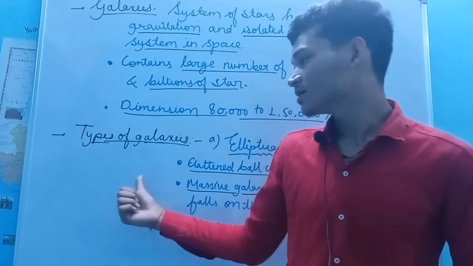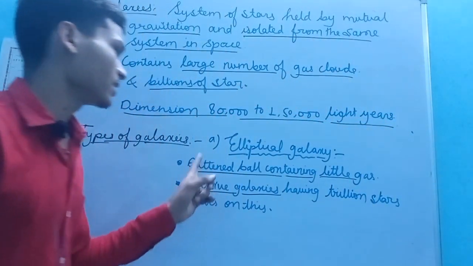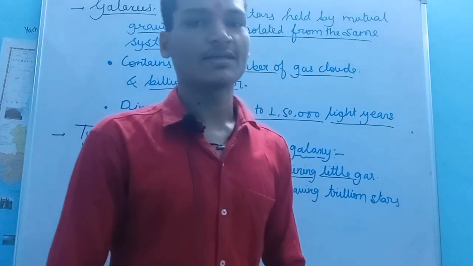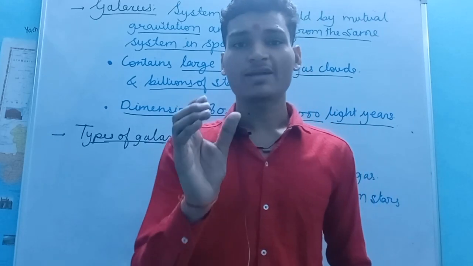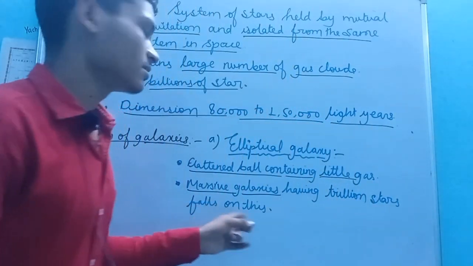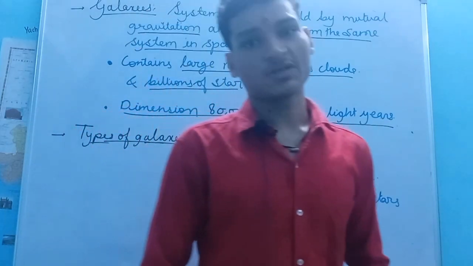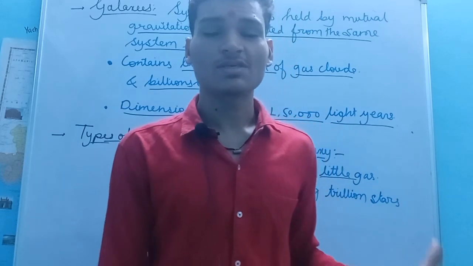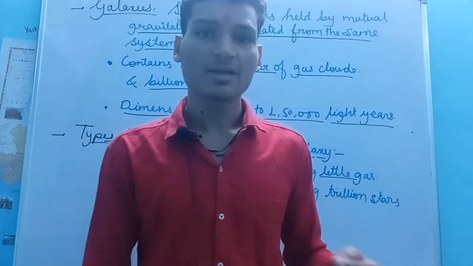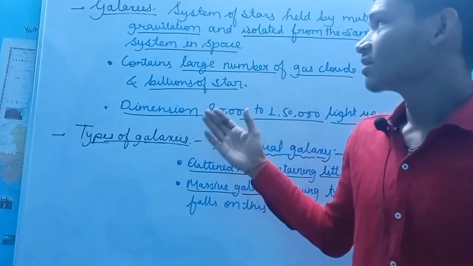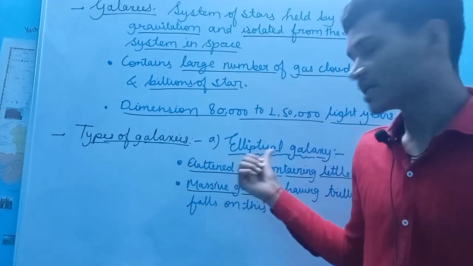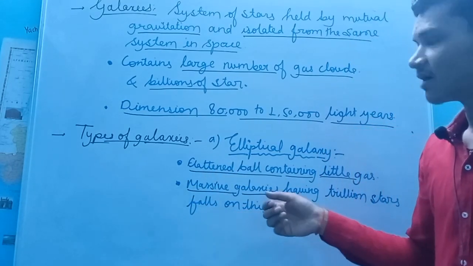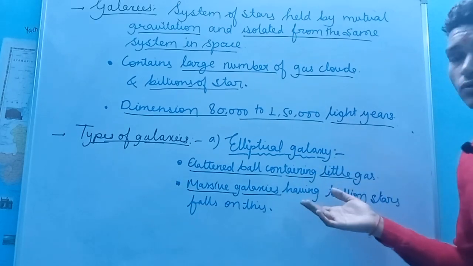The first one is the elliptical galaxy. Elliptical galaxies are like flattened balls and contain little gas. The massive galaxies that contain trillions of stars fall in this category, which is the elliptical galaxy. So this is all about one type of galaxy, the elliptical galaxy. Please note it down, it is a very easy topic. After that, we will discuss the other two types of galaxy.